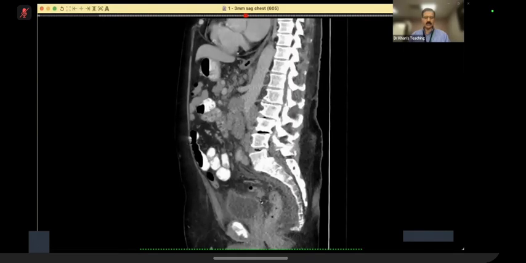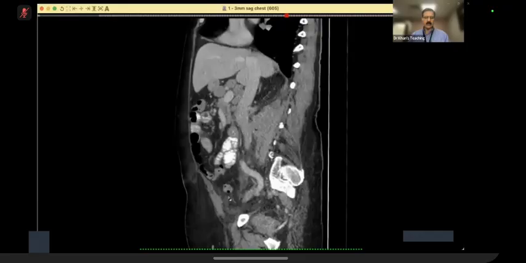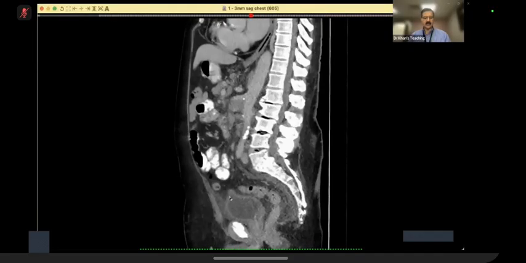As far as soft tissue is concerned, another thing is that around the bladder, there is a lot of fat stranding. So there must be some infection, as in cystitis, etc. happening. Okay, candidate 1, thank you very much.